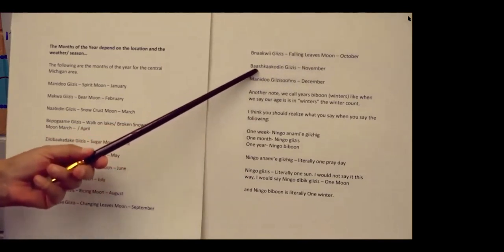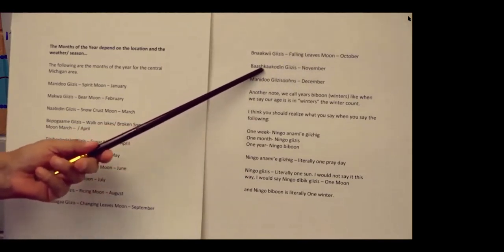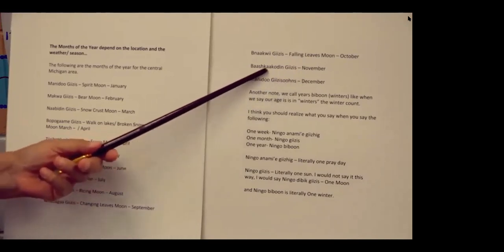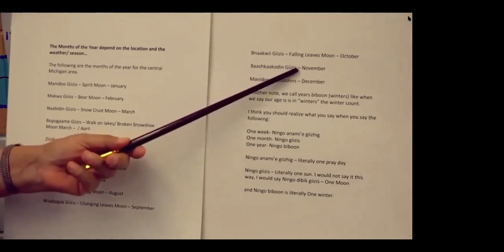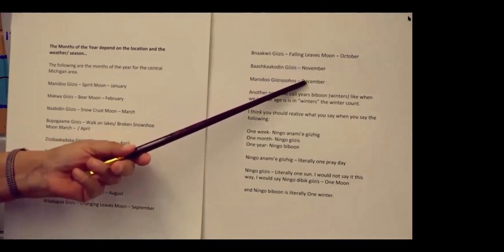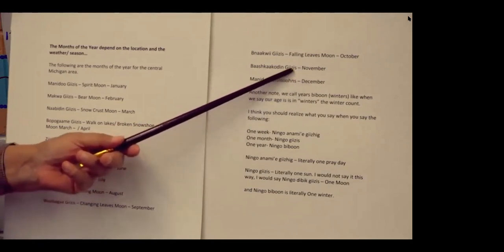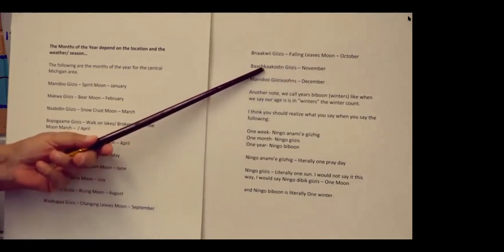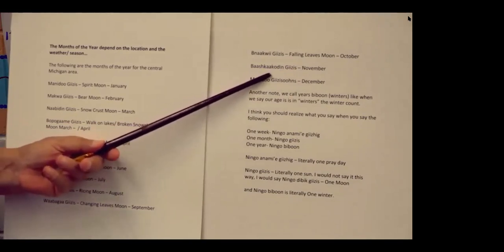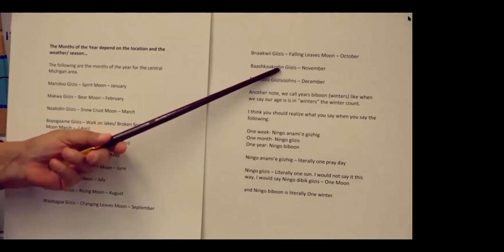And then we go into November. November is Pshkakwadingisis. Now, for some reason, we forgot to write what that means. So Pshkakwadingisis is starting to freeze the ponds, all those types of things. They're starting to freeze. Okay, it's starting to freeze moon. So it's getting kind of cold and things are starting to freeze.